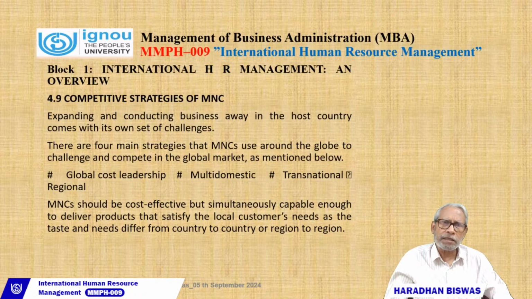There are four main strategies that multinational companies use around the globe to compete in the global market. One is global cost leadership, then multi-domestic, transnational, and regional. So this is the way, these are the categories. There are four main strategy points: global cost leadership, multi-domestic, transnational, and regional.